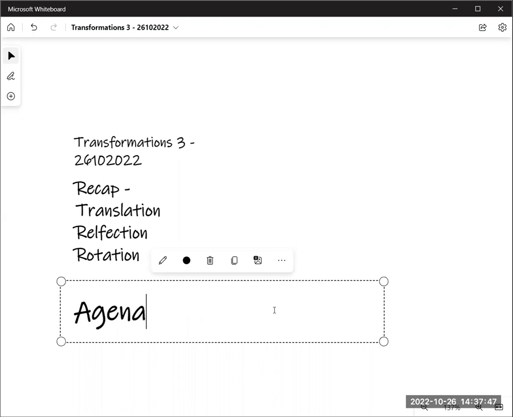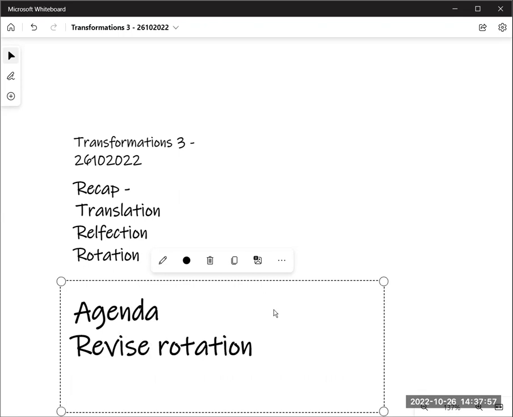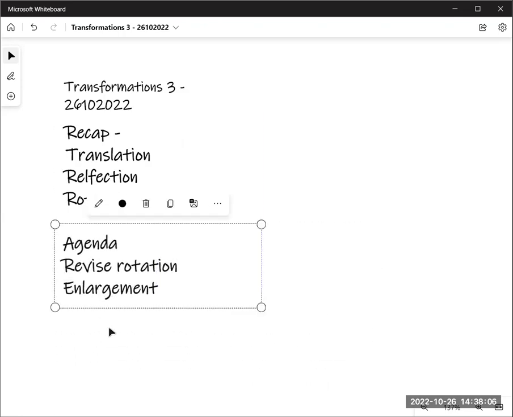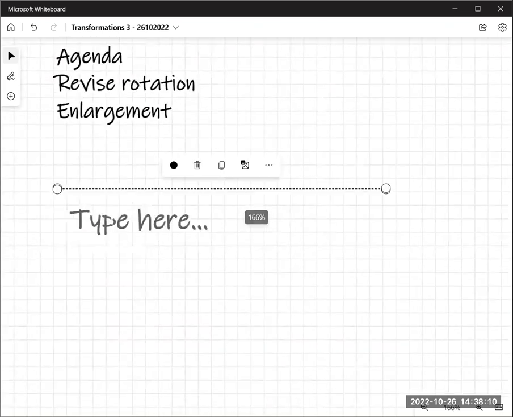Today's agenda is to recap, or let's say revise, rotation. And the next thing we're going to do is enlargement. And then we're done with this chapter. Let's revise rotation. What is rotation?